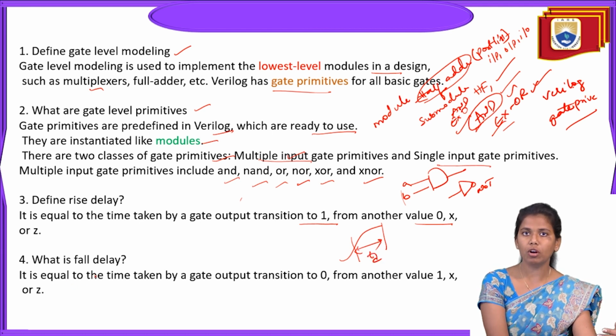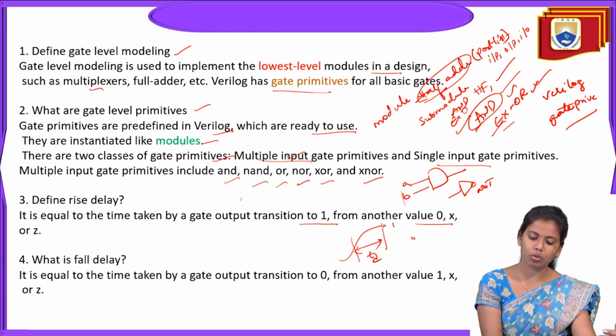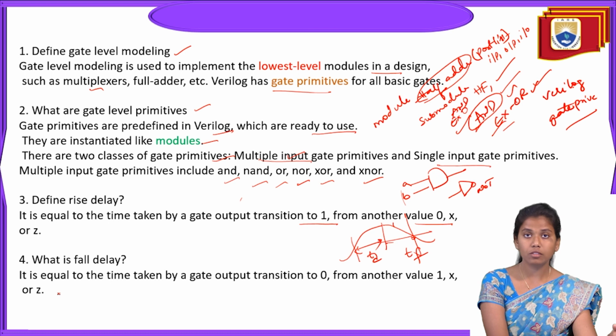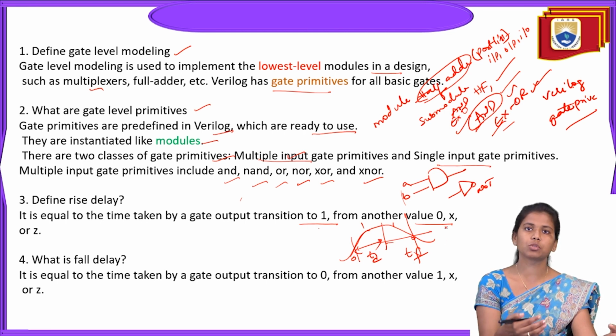And then what is fall delay? Fall delay is when the output transitions its position from 1 to 0. It is quite opposite to the rise delay. It is equal to the time taken by the gate output to transition to 0. So it is transitioning from 1 to 0, isn't it? So it is called the fall time.